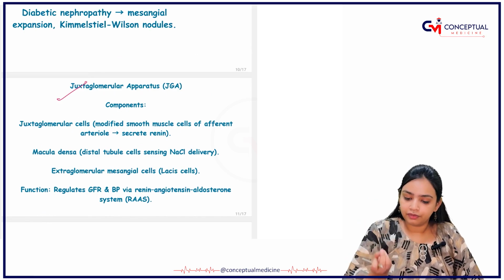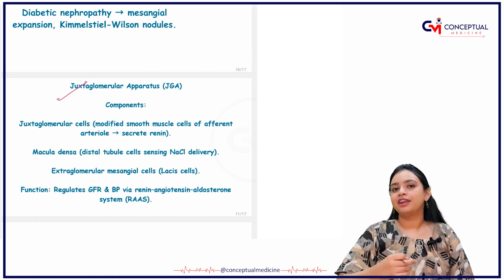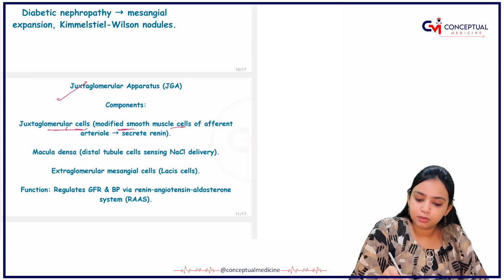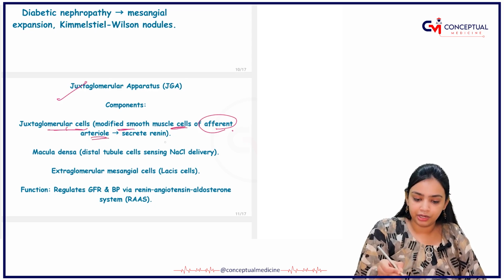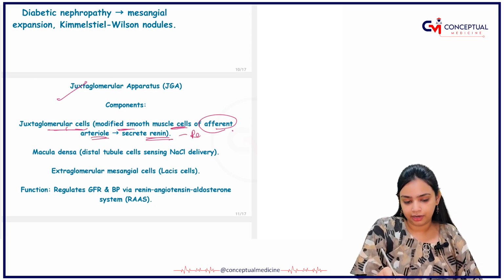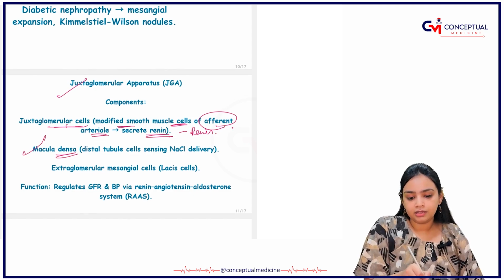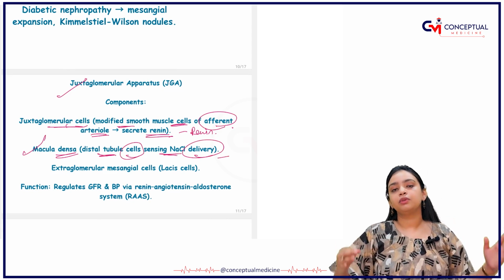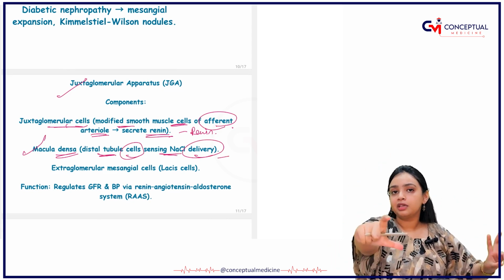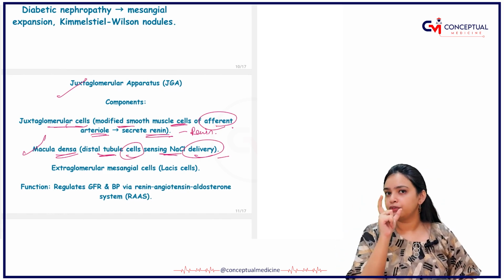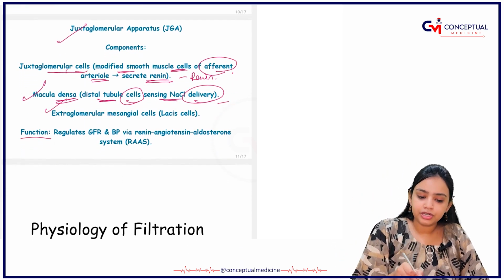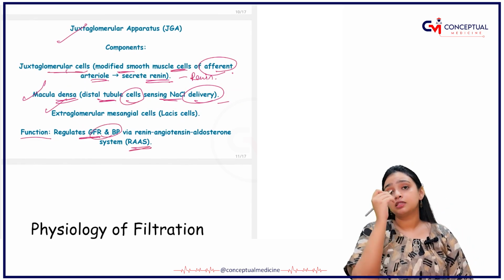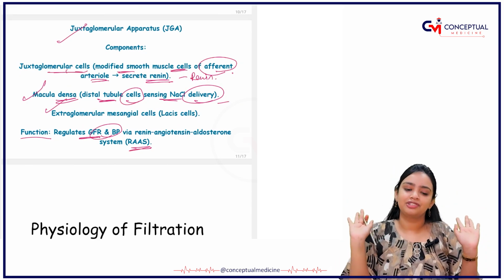Juxtaglomerular apparatus, the very famous, and I guess we all have read that in our 12th standard as well. So juxtaglomerular cells are the modified smooth muscle cells of the afferent arterioles, and they secrete renin. Then you have the macula densa. Macula densa is the distal tubule cells sensing the NaCl delivery, the sodium chloride delivery. You have the sodium potassium ATPase pump, right? You remember the mnemonic of Nokia that we have read, right? So the function is the regulation of GFR and BP via the RAS system. You will be learning the RAS system very beautifully in your physiology lectures, okay?